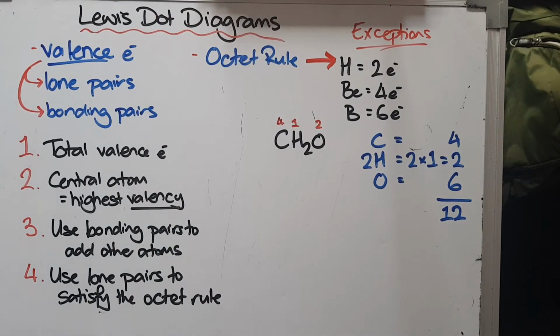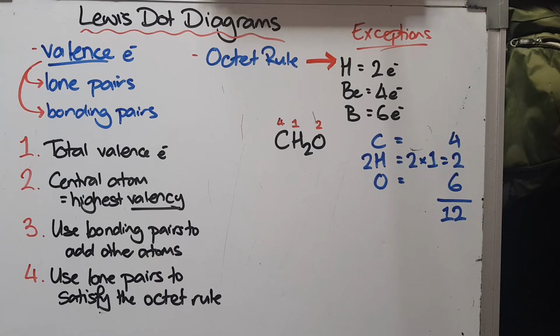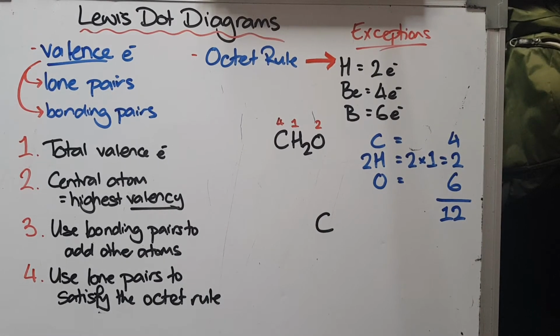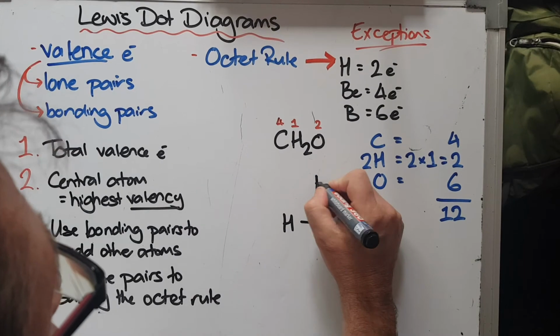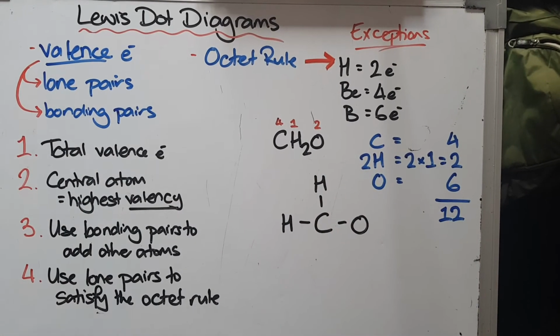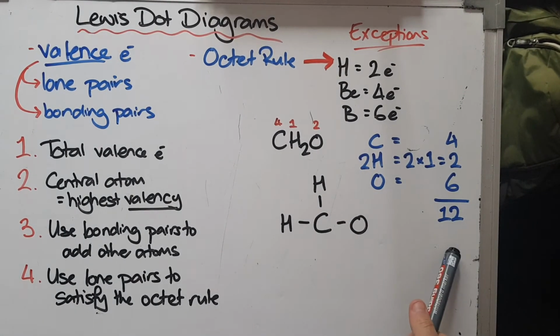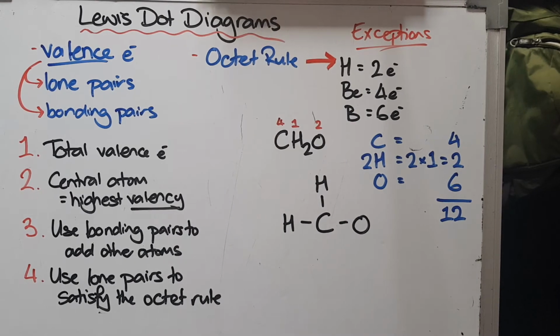So because carbon has the highest valency of those, I'm going to put that in the middle and have the other things attached to it. So I'm going to do that. I'm then going to use bonding pairs of electrons to add my hydrogens and my oxygen. So I've used up 6 of my 12. I've only got 6 left.